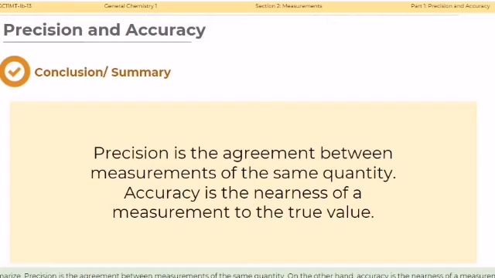To summarize, take note that precision is the agreement between measurements of the same quantity. On the other hand, accuracy is the nearness of a measurement to the true value.